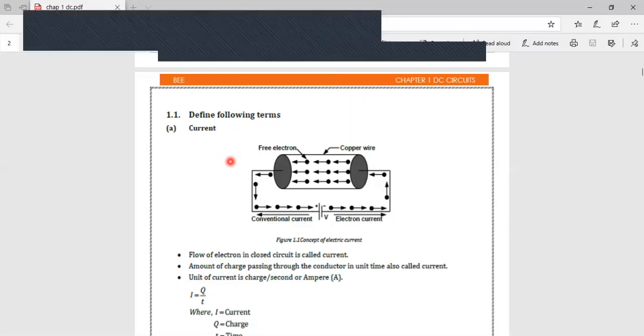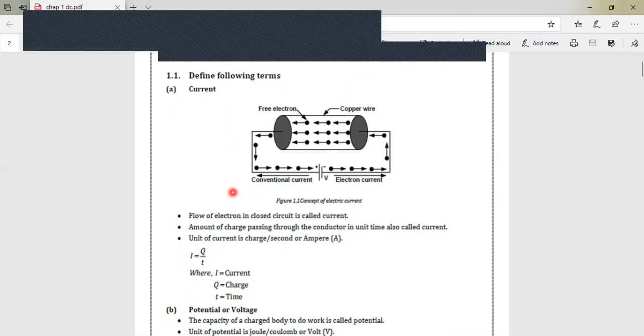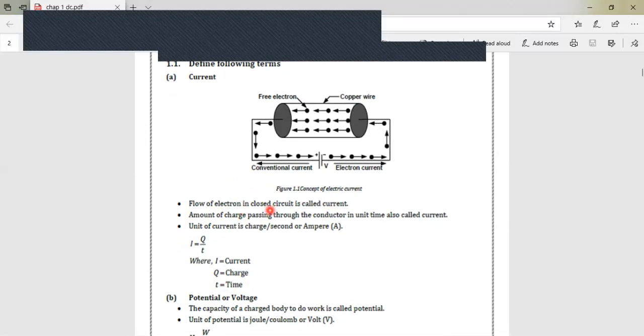what is current? We know that the flow of free electrons in a closed circuit is known as current. See here, these are the electrons. Electrons are negatively charged, so they are attracted towards the positive terminal of the battery, and this is the direction of the electron current. But the direction of conventional current is from positive to negative.